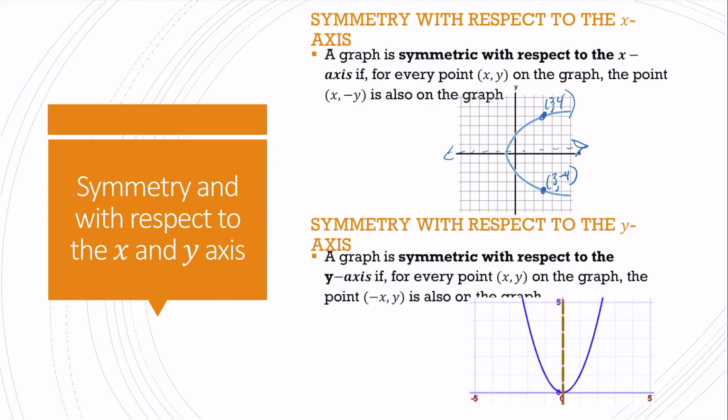A graph is symmetric to the y-axis if for every point (x, y) on the graph, we've got the point (negative x, y). So here I have the point when x is 1, y is 1, and here I have the point when x is negative 1, y is 1 as well.